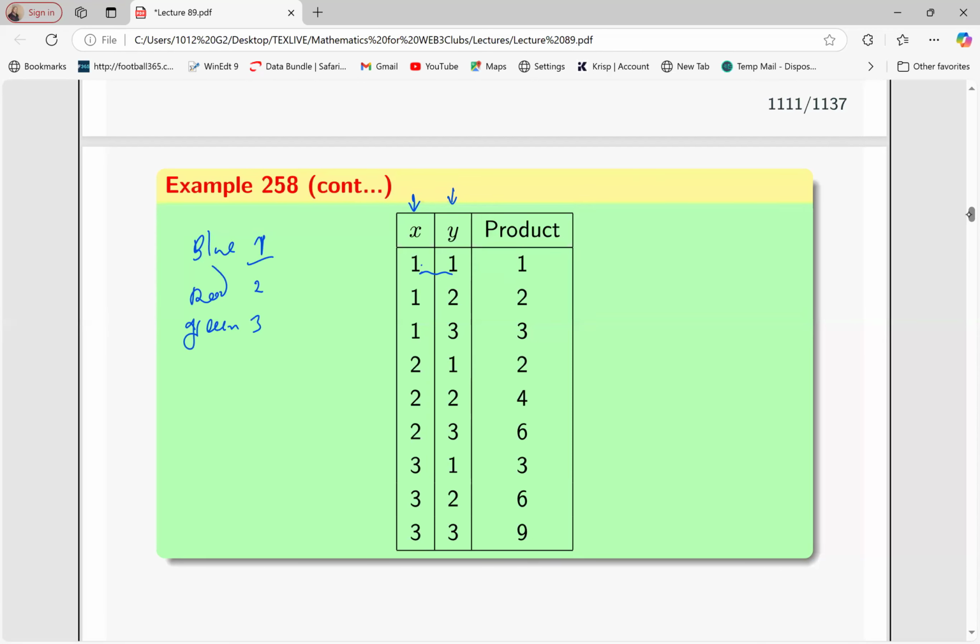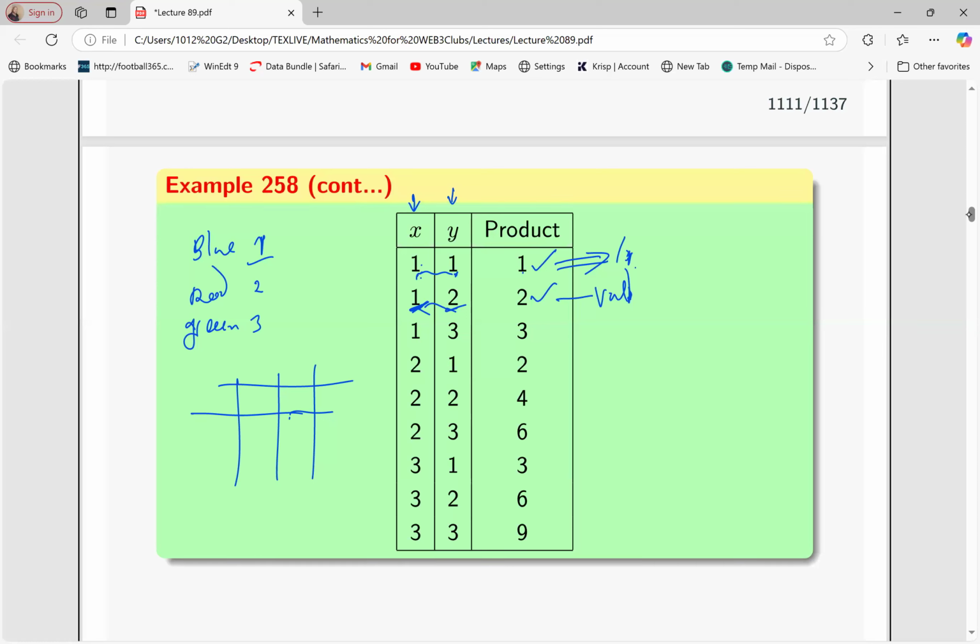So these are possibilities of 2 neighboring regions. The possibility is that the first region could be blue and the other one could be blue. If that is the case, then the product will be 1. But remember, this is invalid because we don't want 2 neighboring regions to have the same color. Now, the other possibility is that the first region could be blue and this other region be red. So the product would then be 2, which is valid because these 2 regions have different colors.